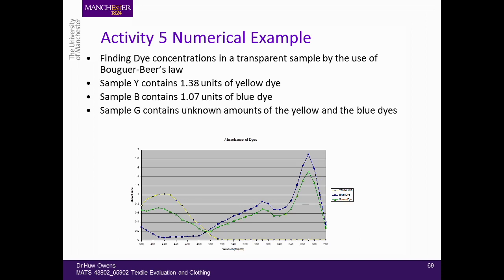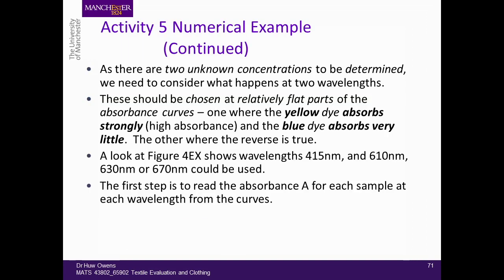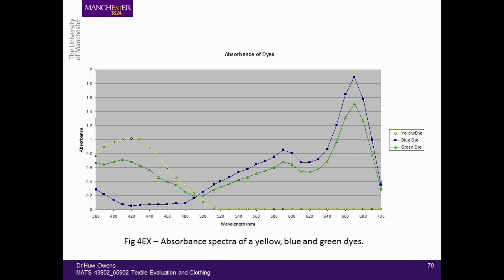So for this, you need to know a few things. We know that the Y sample has 1.38 units of the yellow dye. We know that the blue has 1.07 units of the blue dye, and the green we don't know. We don't know what's in it. So we've got to work out how much of the yellow and blue is in it. Okay. So the first thing to do is to have a look at the two dyes and see which wavelength is representing each of the dyes well.